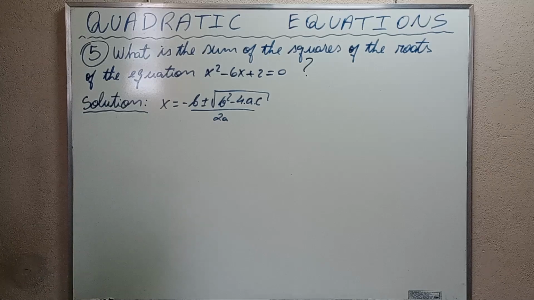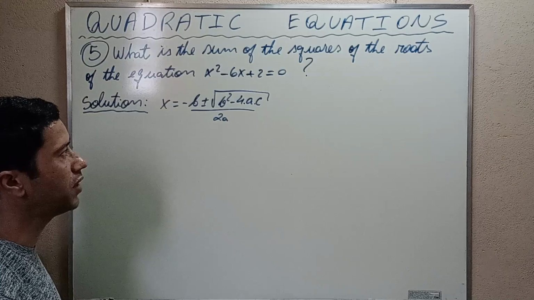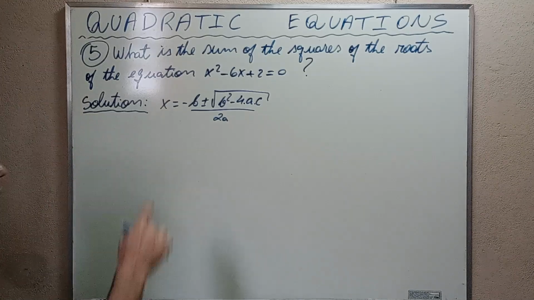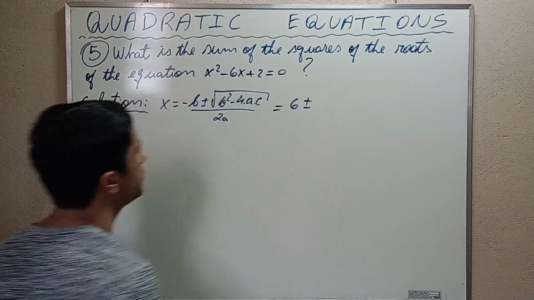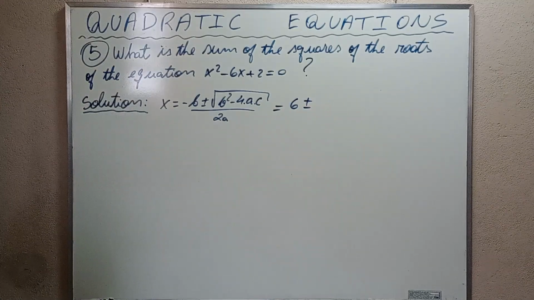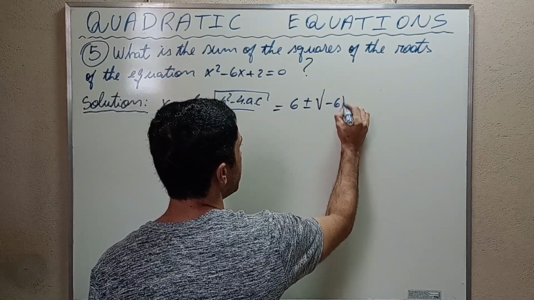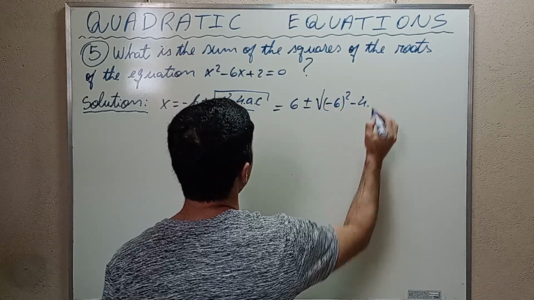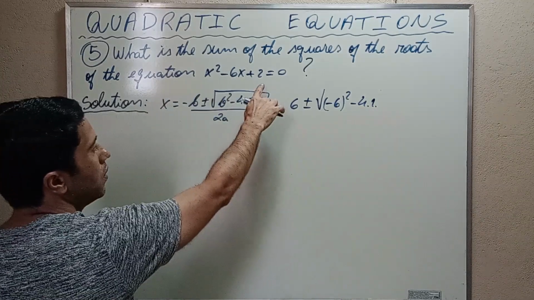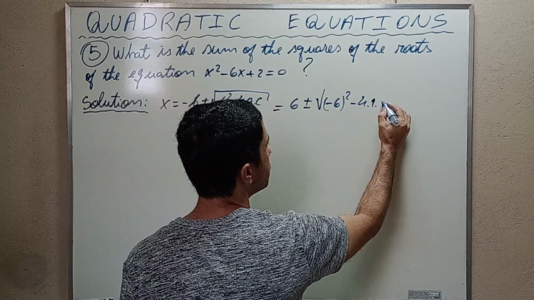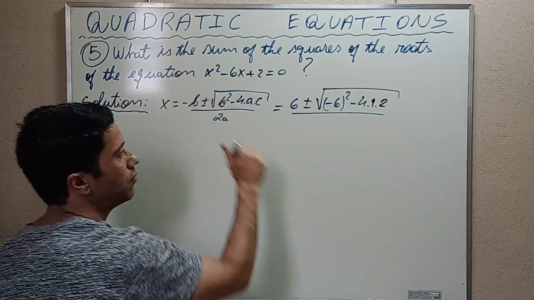Remember that b is this. In this case, b is negative 6. Negative 6 is positive 6 plus minus the square root of negative 6 squared minus 4 times a is 1 and c is 2, divided by 2 times a, 2 times 1.